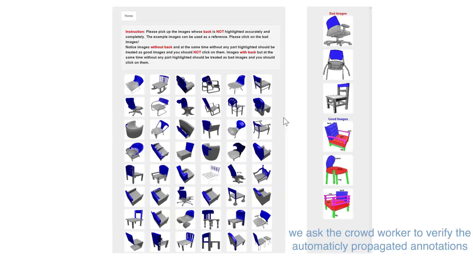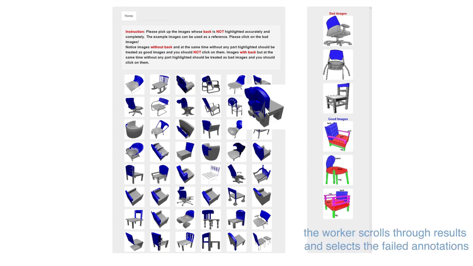We now show our verification interface. We ask the crowd worker to verify the automatically propagated annotations. The worker scrolls through results and selects the failed annotations.